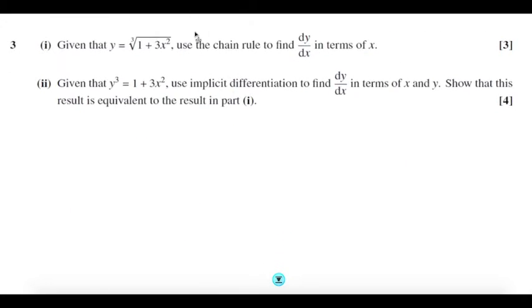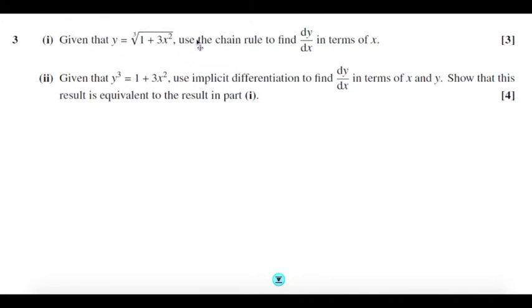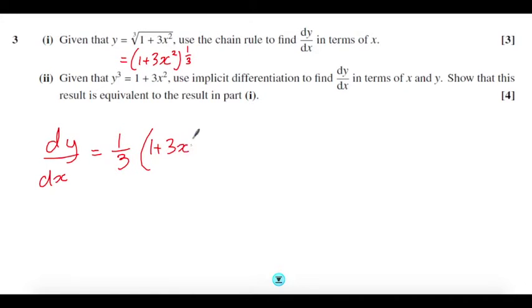Alright, question 3. Given that y equals the cube root of 1 plus 3x squared, use the chain rule to find dy by dx in terms of x. So I'm just going to rewrite y as 1 plus 3x squared to the power of a third. And then if we differentiate that, the inside function is 1 plus 3x squared, the outside function is to the power of a third. So we've got to think, what happens to something to the power of a third? Well, it becomes a third times something to the power of minus 2/3.